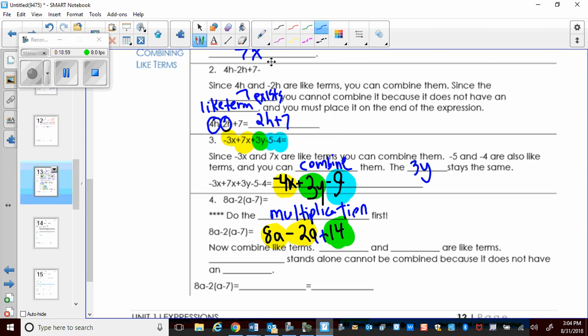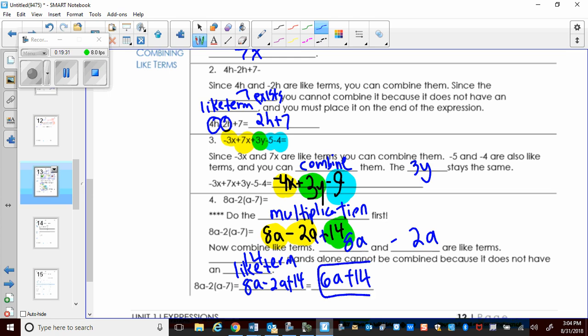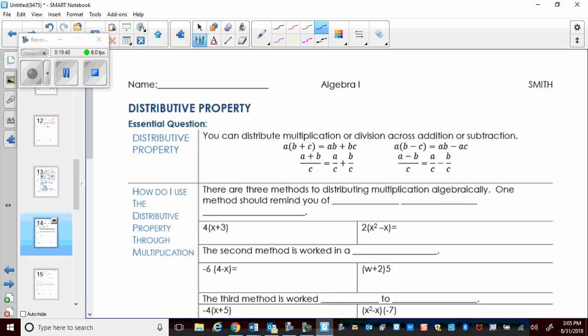So 8a's minus 2a, and 14 stands alone and cannot be combined because it does not have a like term. So 8a minus 2a plus 14 is what we got before. Combining 8a and 2a, we get 6a's plus 14 as a final answer. Okay? If that was confusing for you, play it back, and also just come touch base with me.